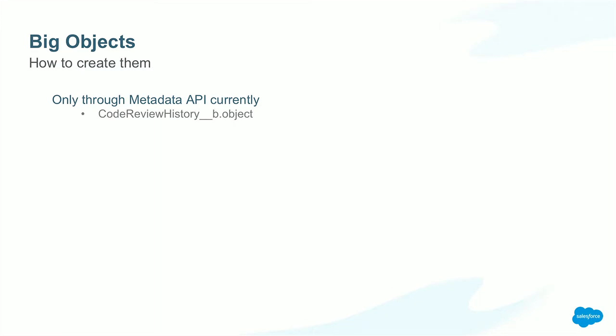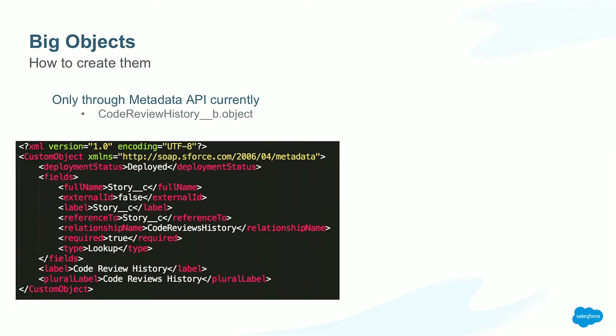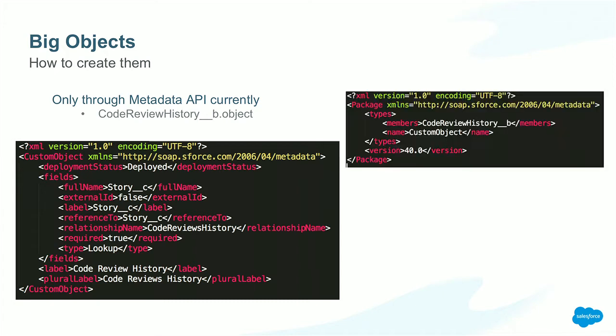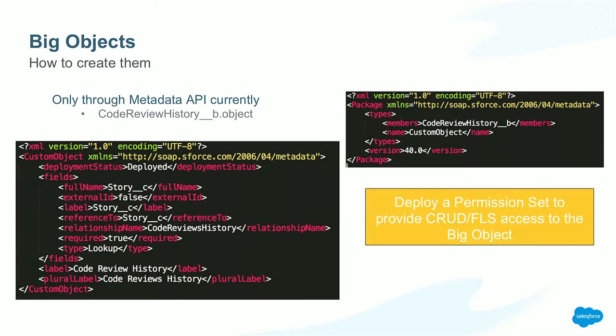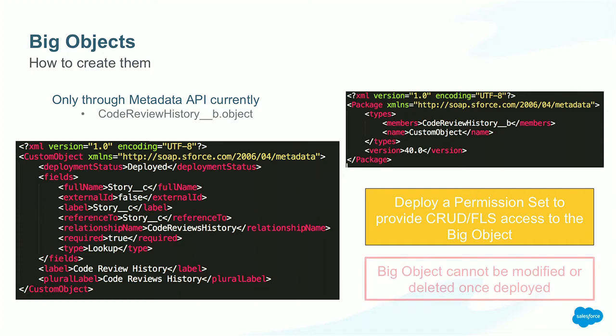The way of doing it would be creating a file called code review history __b.object, like this one, for example. Include there all the information that you want to deploy of your big object, as for example, the fields that it's going to have, etc., and include it in your package XML as a custom object. It's a good idea to deploy a permission set at the same time, because by default, the big object is not going to be visible to the users.